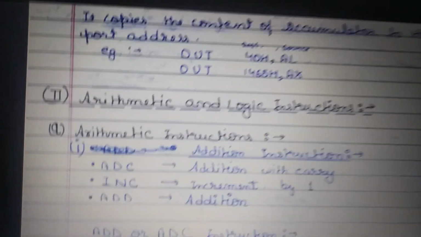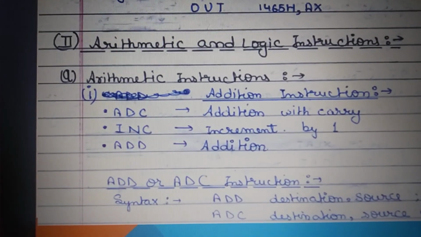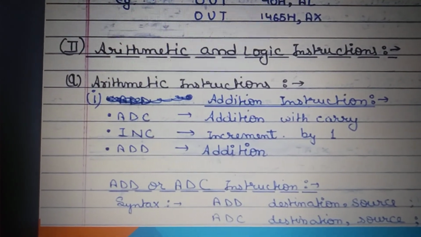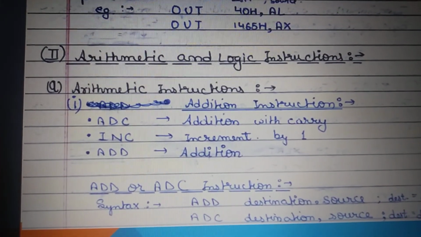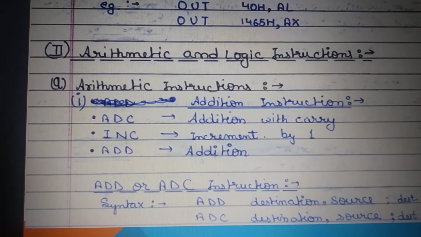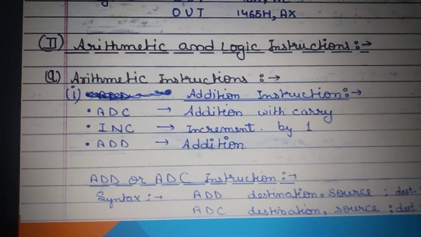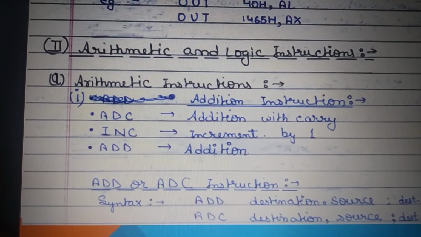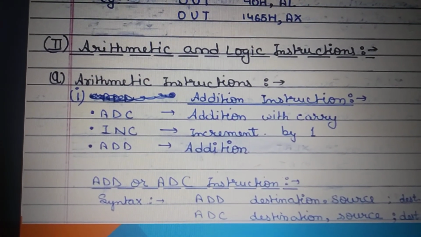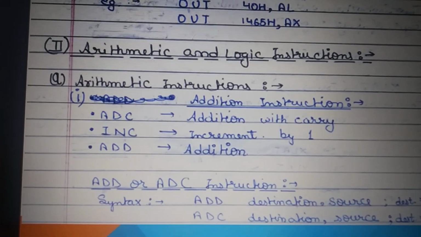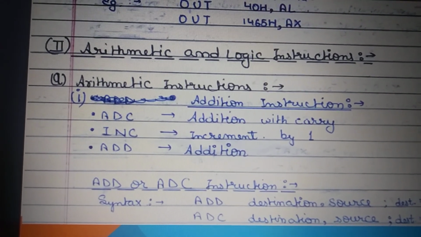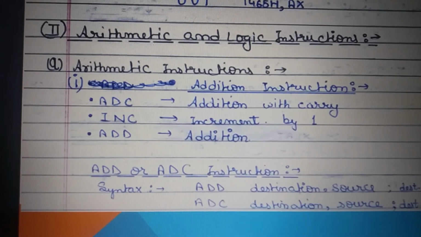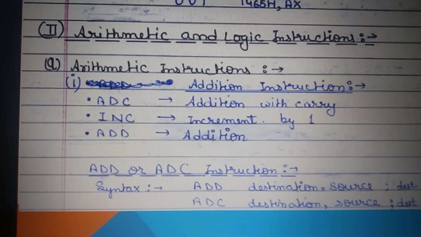Now I have discussed different data transfer instructions. Now I am going to discuss arithmetic and logical instructions. In arithmetic instructions, we have addition, subtraction, increment, decrement, and also multiplication and division instructions. The multiplication and division instructions are not available in 8085, and this is an additional feature of 8086. So we will discuss these instructions.